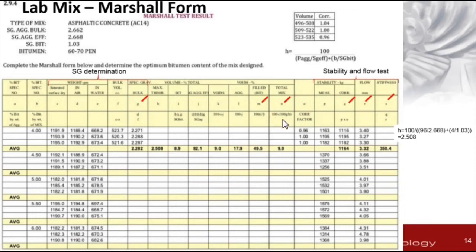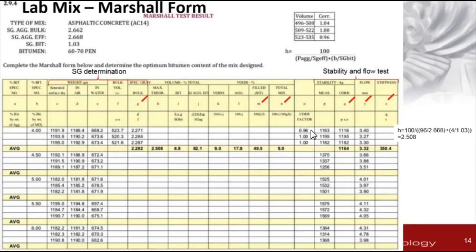Next, let's have a look on column O, is the correction factor. So how to determine the correction factor? This correction factor later will be used to calculate the value of stability. To determine the correction factor, you can refer to the small table at the top of the Marshall form. In the small table, you can see the volume and also the value of the correction factor. Let's try determine the correction factor for the first sample in the table.